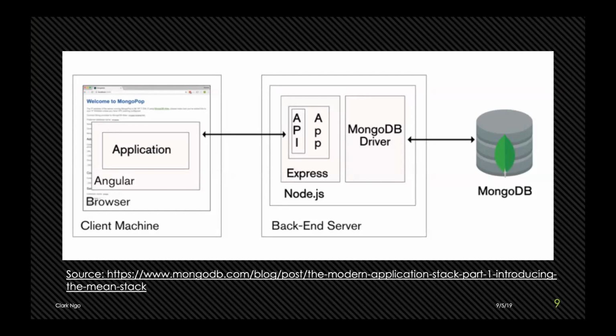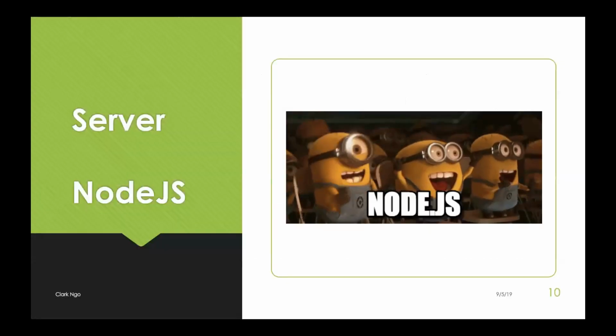You have the client machine and the backend server. On the client machine, you would have your browser, on top of that your Angular, and on Angular you have your application. That is the one that would interact with the API, and that API would interact with Express JS. Express JS is your framework in Node.js. It handles the middleware.